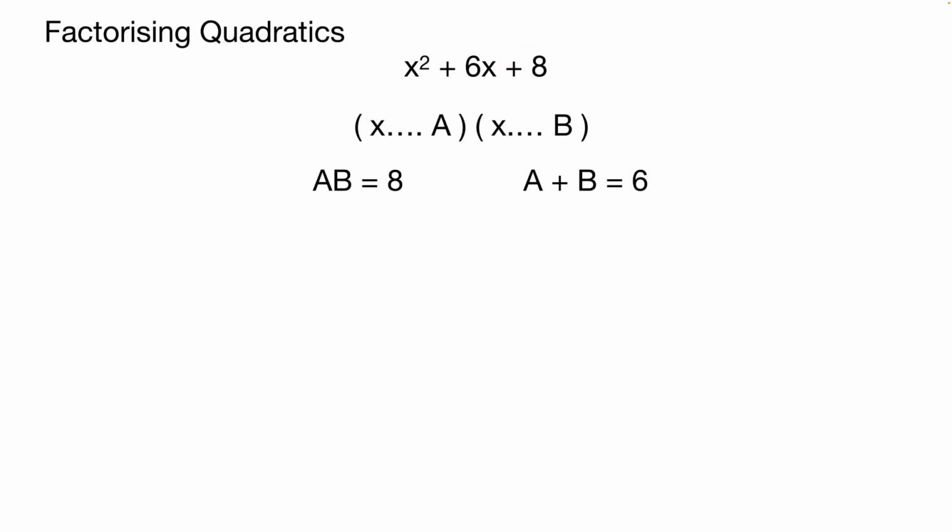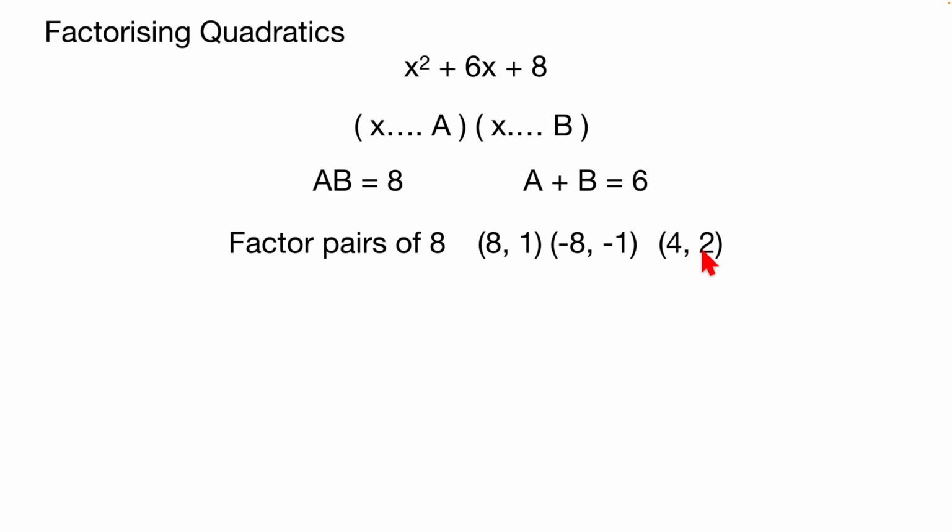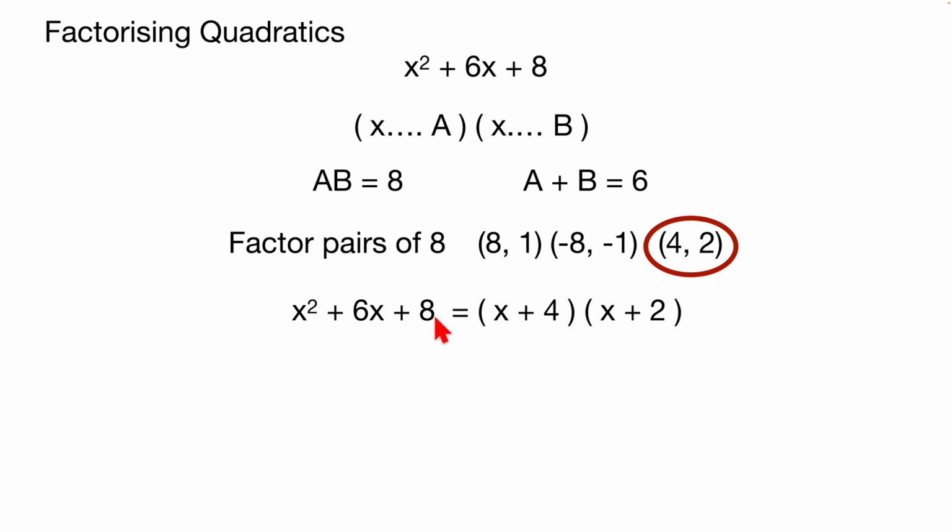So let's look at factor pairs of 8. We'll start off trying to solve this one. 8 and 1 don't add to 6. Minus 8, minus 1, very optimistic. Certainly don't add up to 6. 4 and 2, yes. Multiply to 8, add up to 6. 4 and 2 are our numbers, and we can say that x squared plus 6x plus 8 equals (x plus 4)(x plus 2). Brilliant.